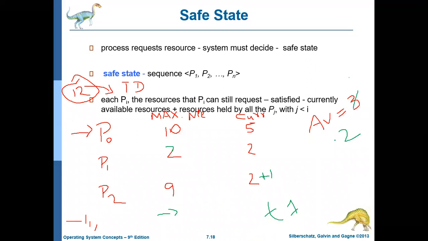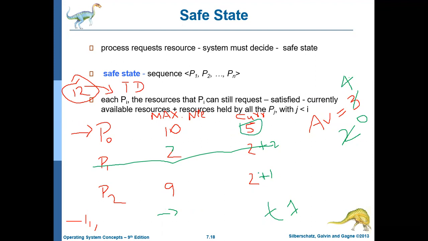Say later P1 asks for this 2, and you assign this 2 to P1. Now the available tape drive is 0. After some amount of time P1 will complete, and it will give back all the 4 tape drives. But the problem is P0 needs 5 more tape drives, and we don't have 5 more tape drives.